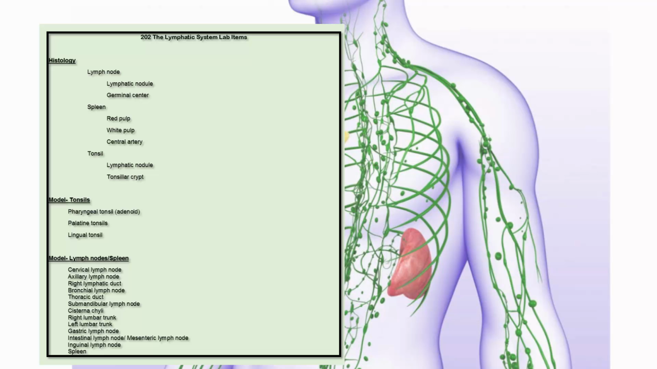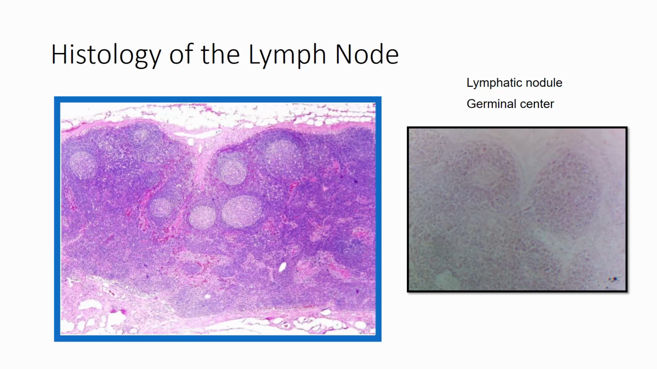The model of the tonsils, and you have the lymph nodes and the spleen that is seen on the model from the classroom. So first off, with the histology, you have a lymph node from your lab book on the right, and then another bigger picture from your lecture notes.